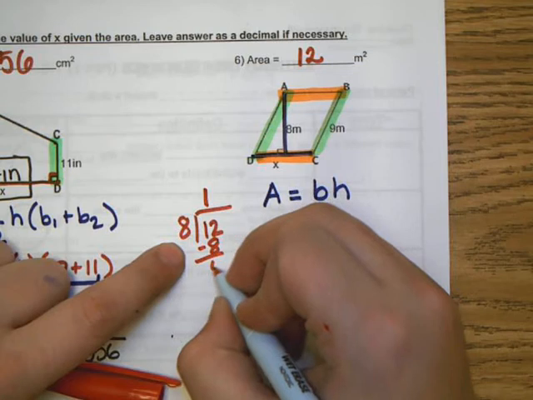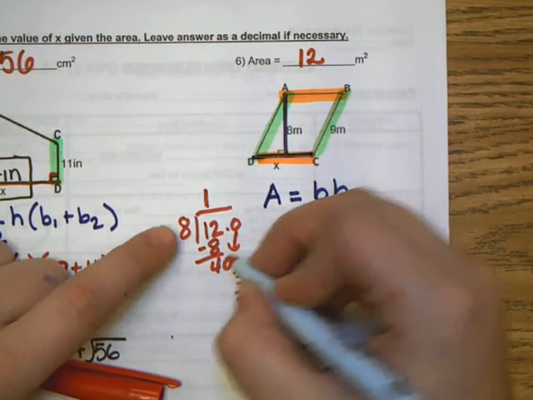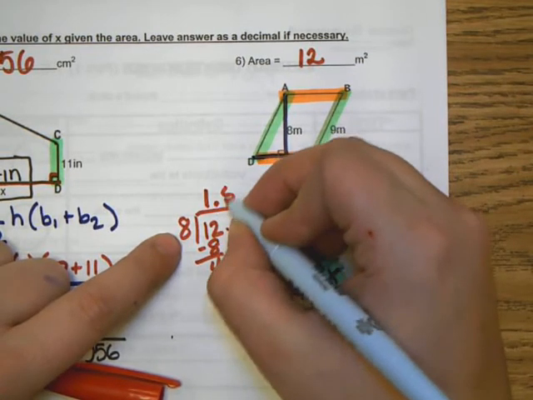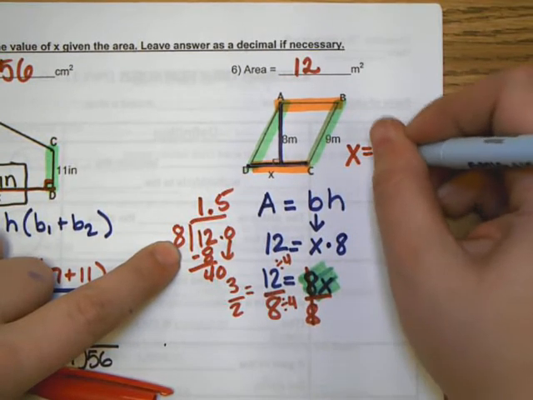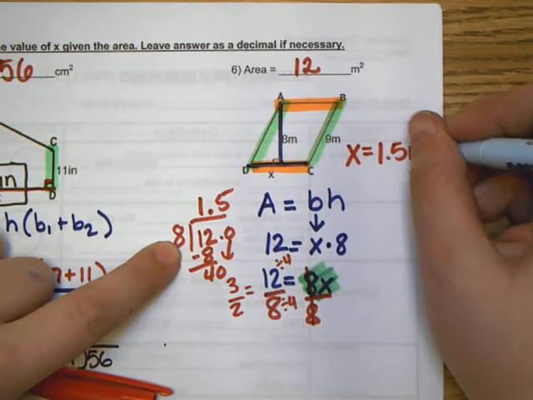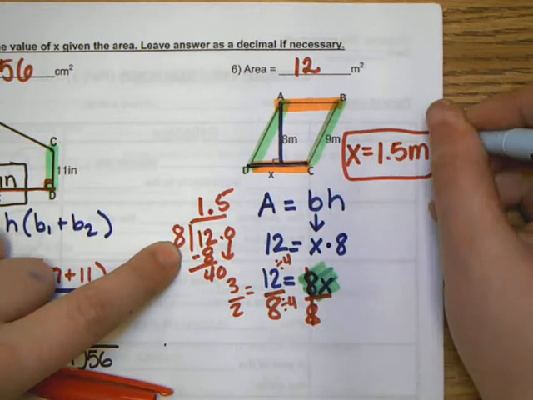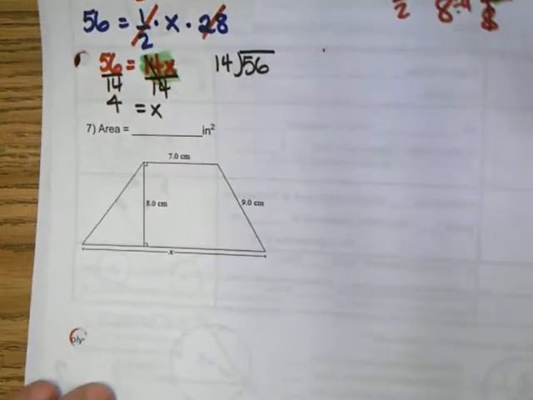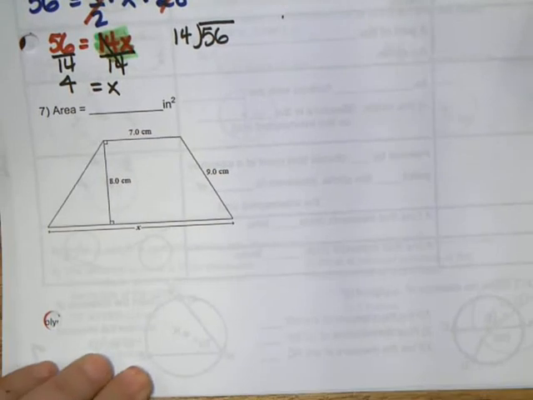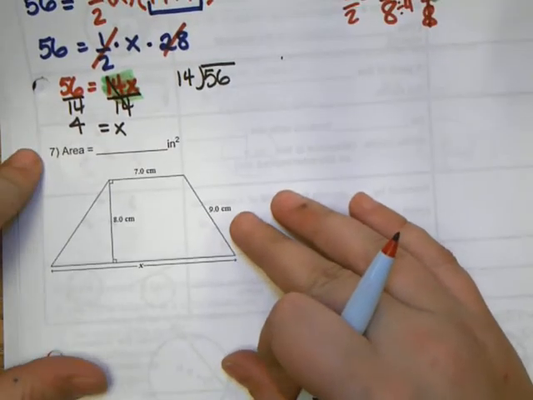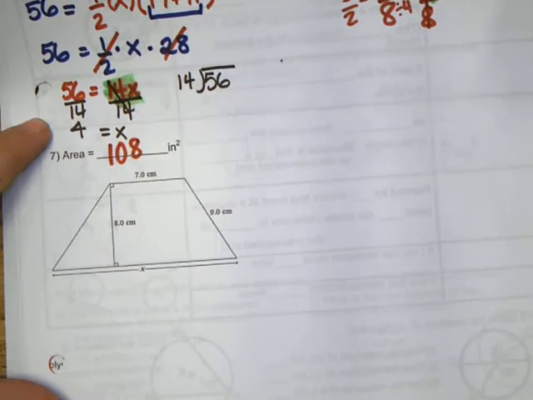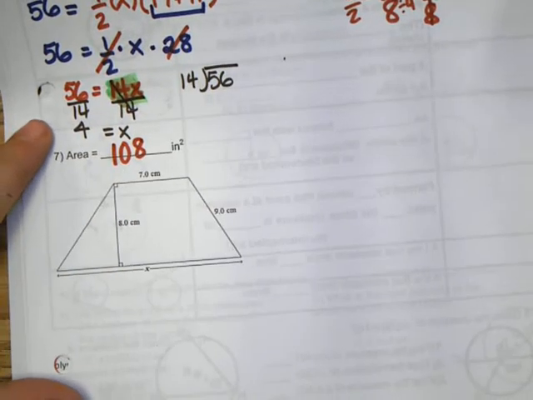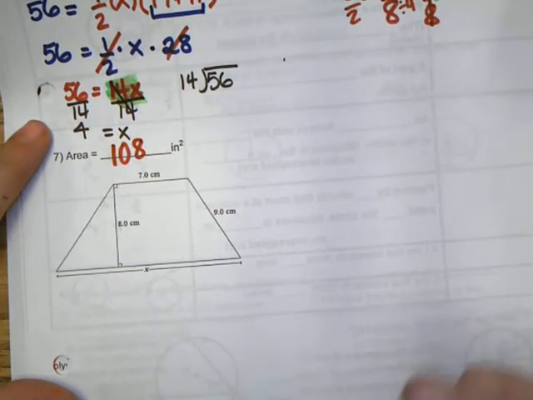And remember, you can simplify these numbers. You can divide both of these by 4 and then get 3 halves and then change that to a decimal. Or if you want to leave it as 8 and 12, 8 goes into 12 once. And then 8 goes into 40 5 times. So 1.5. So x equals 1.5 meters.